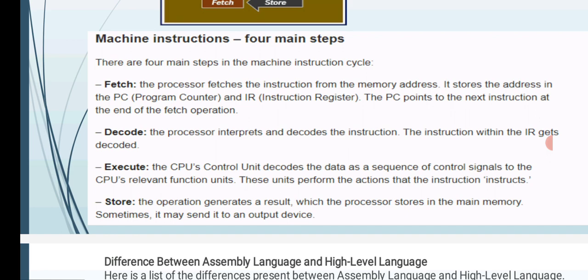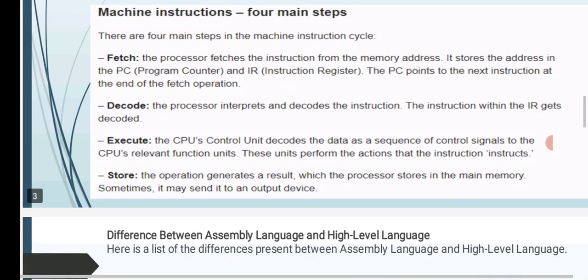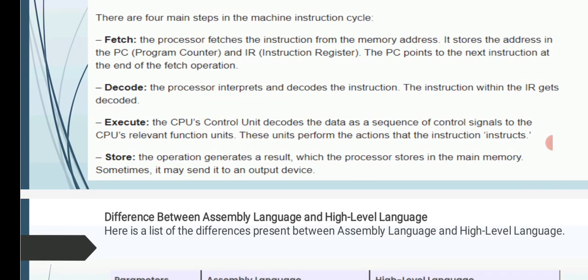Decode: the processor interprets and decodes the instruction within the IR, the instruction register. Execute: the CPU control unit decodes the data as a sequence of control signals to the CPU's relevant function units. These units perform the action that the instructions instruct. Store means the operation generates the result, which the processor stores in the main memory. Sometimes it may send it to an output device.